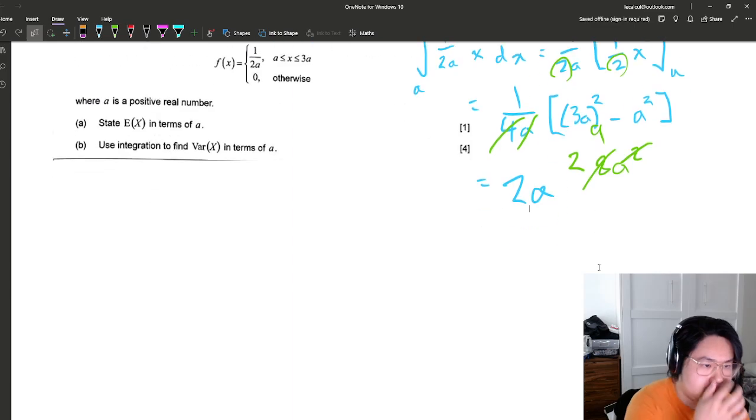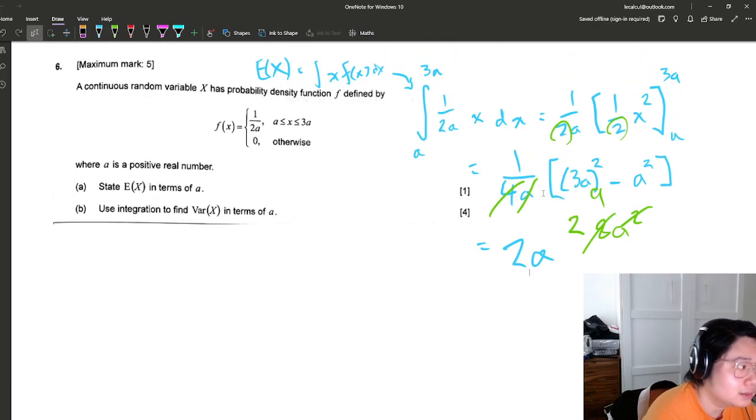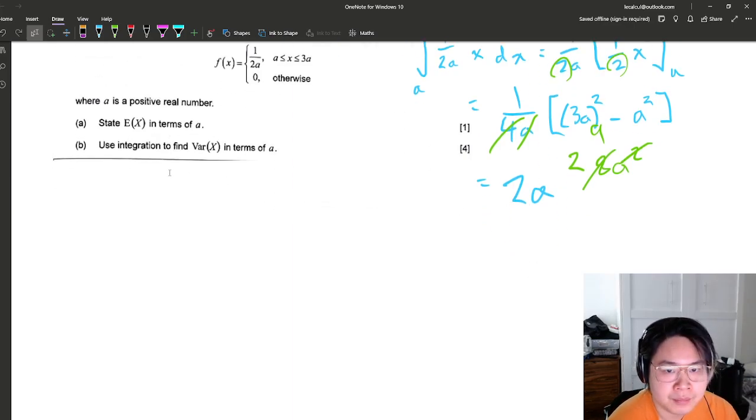Okay. That should be worth more than 1 mark if you have to calculate it, which means that there's a faster way. I just can't really think of it right now.